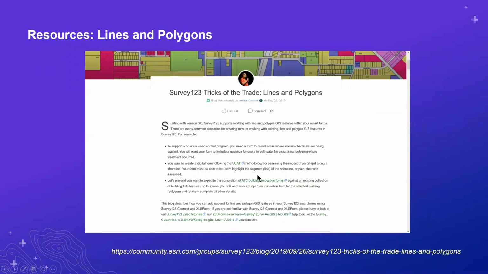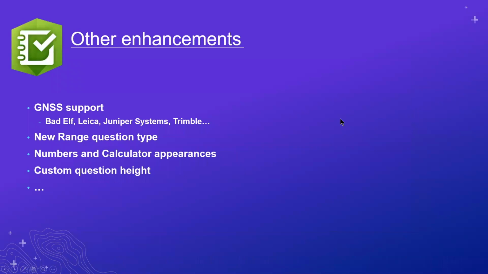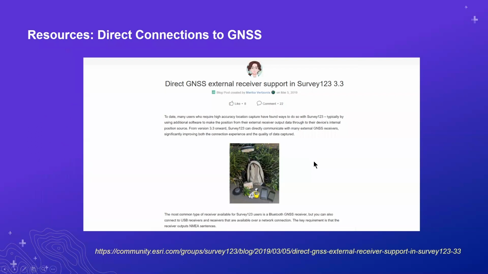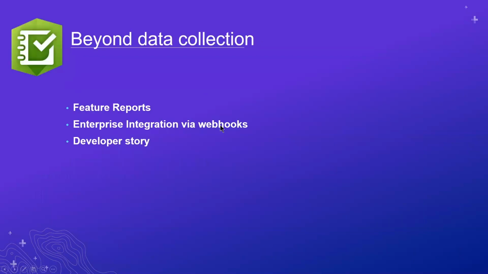There's some good posts on that. I think I might have hidden the inbox post just for the presentation, but I will make sure to unhide all of those slides so you can see those later on. Other enhancements, we've got better support now for GNSS receivers. So just like with Quick Capture, the Bad Elf, Leica, Juniper, Trimble, all of these different GNSS receivers are coming in. There's a really good article here about using that with Survey123. So I would encourage you to take a look at that.